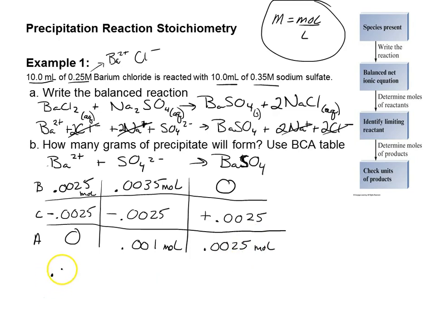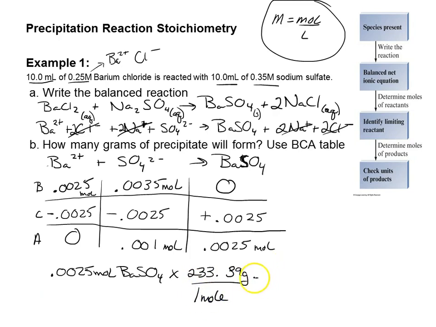So now I can just take my moles of the barium sulfate and convert it to grams. Barium sulfate, and I'm just going to convert that to grams. So molar mass, barium sulfate, 233.39 grams, 1 mole, 0.0583 grams of BaSO4. Okay?